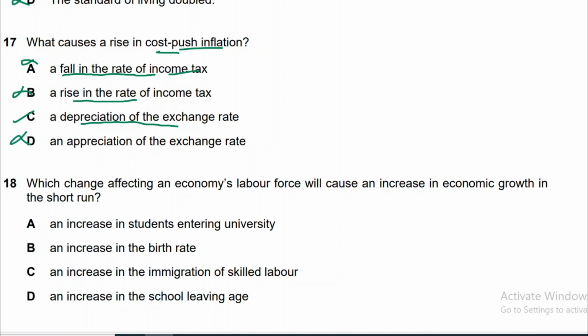And option D is incorrect, because appreciation increases the value of the currency, so the price of imported raw material will decrease, and as a result cost push inflation should have decreased instead of rising. So option C is the correct answer.